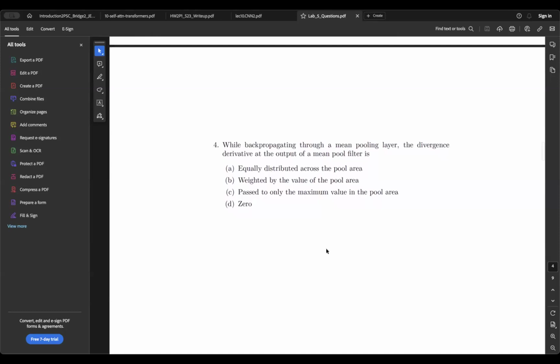So here the question is, while back propagating through a mean pooling layer, the divergence derivative at the output of a mean pool filter is. So for example, if our input is Y, we're using filters F, and we obtain output Z or O. We have the derivative with respect to the output, which is, for example, dL/dZ. But then we want to obtain the derivative with respect to the filter. How do we distribute the derivative from the output over the filter that we use to calculate the mean pool?